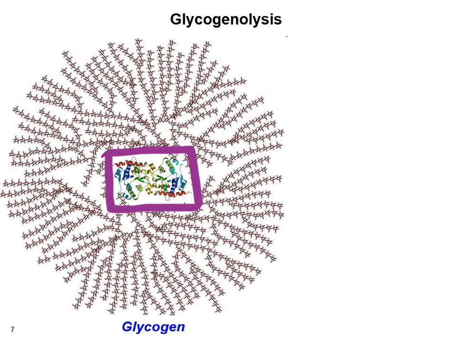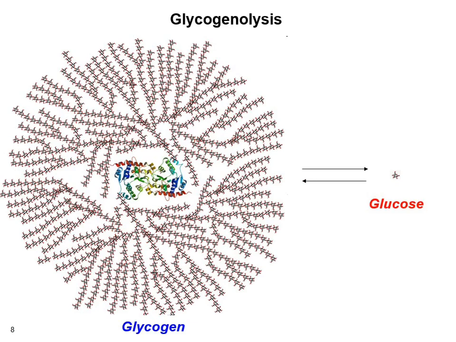So in glycogenolysis, this is the pathway where we take sugar molecules and break them off of the glycogen granules. So this is a time when we need energy. This is a time between meals. And to give you an idea, there's the size of a glucose molecule out here.